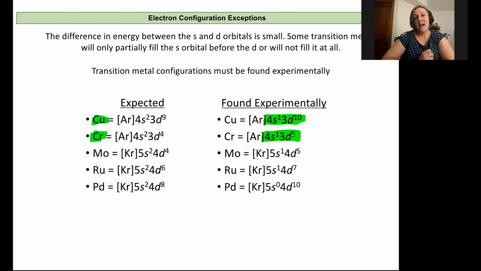And then moving down into the other periods of our periodic table, we see a few more exceptions occur. For molybdenum, we see that same prioritization of half filling our d orbitals, and we see a promotion from the s orbital into the d to half fill it.